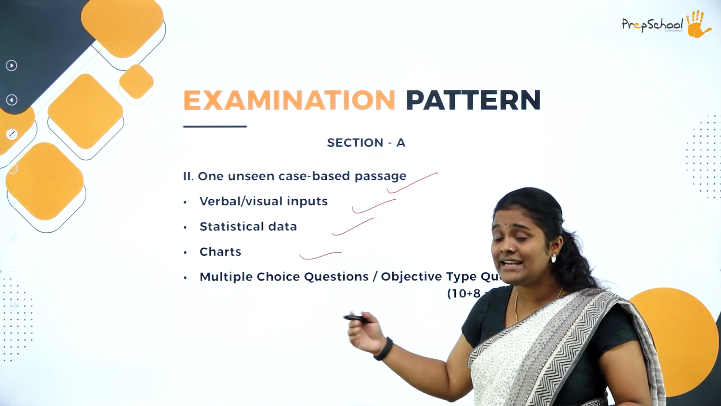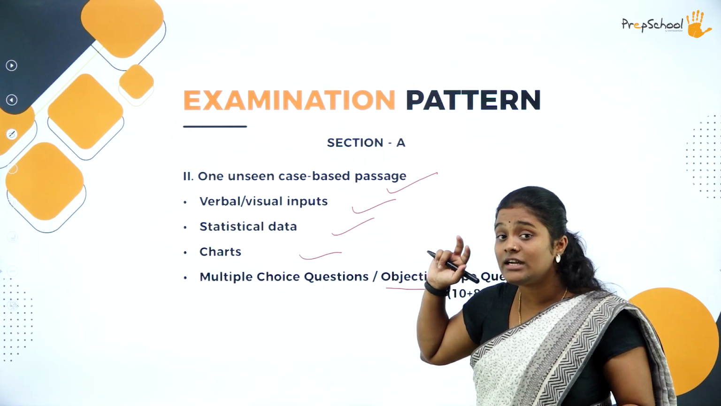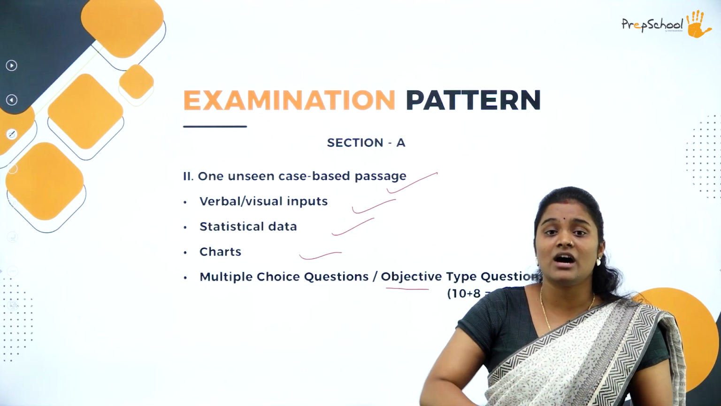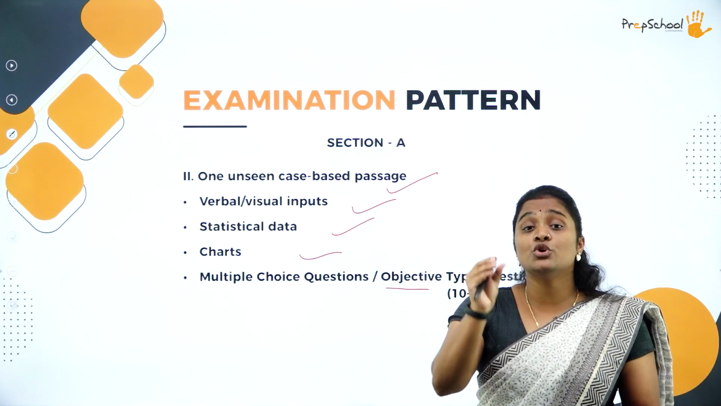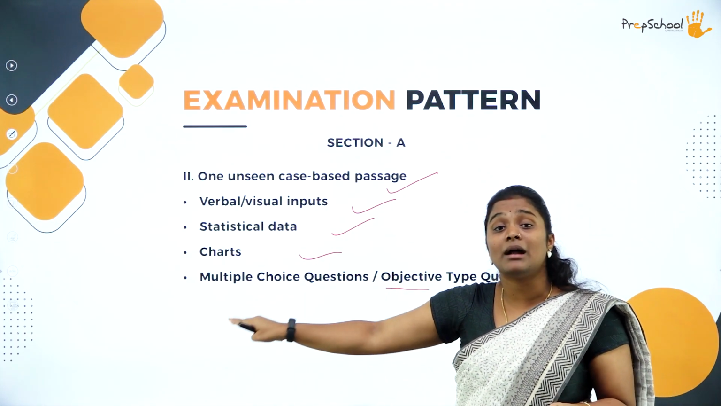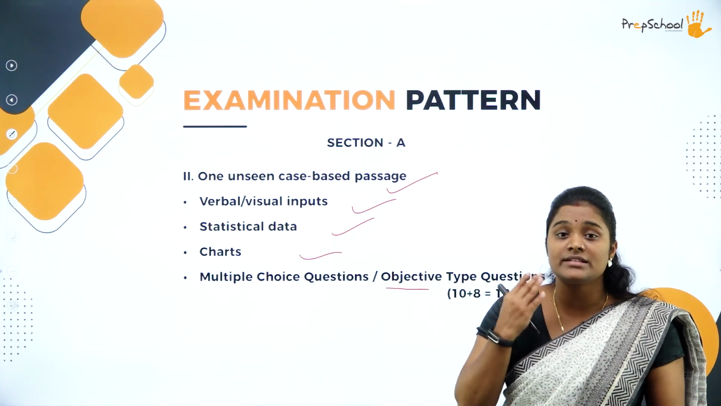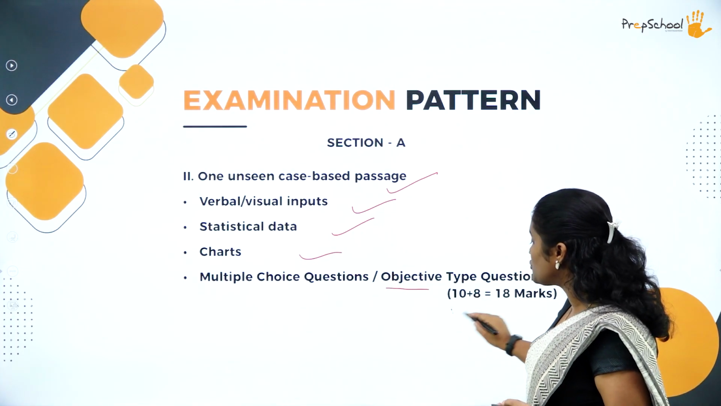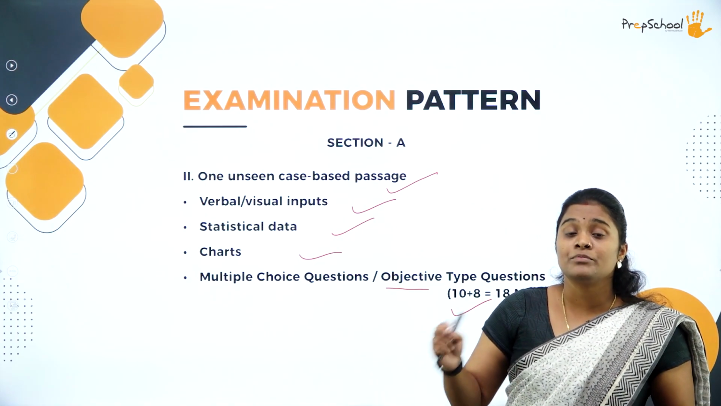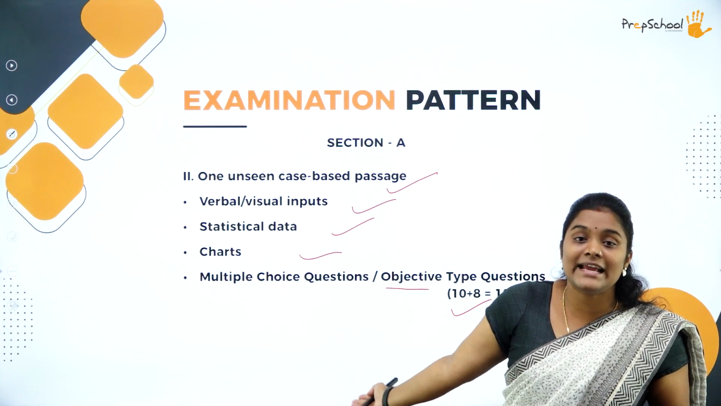You'll have statistical data, a pie chart or bar graphs, and based on the information given, a paragraph or the visual input, you will be asked a set of questions. What sort of questions are these? These are multiple choice or objective type questions. Very easy. You'll have to answer in a word or a phrase. That will fetch you how many marks? 10 plus 8. With the reading of two passages and answering all the questions, there are 18 marks in your platter already.